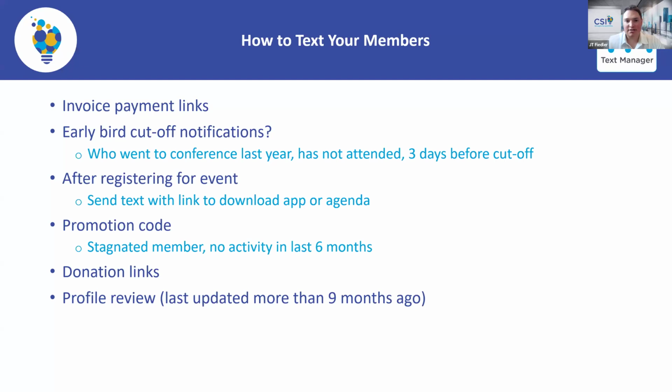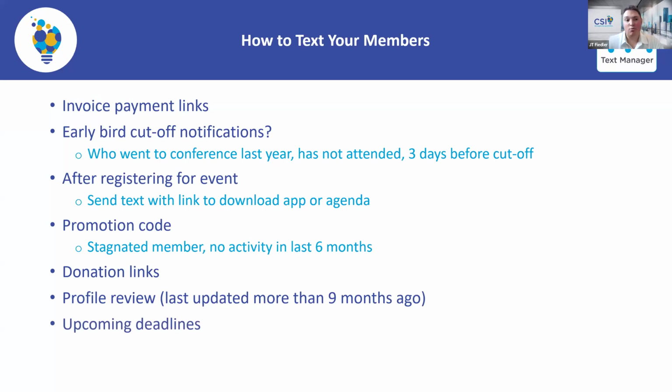Profile review. This is making sure that the information we have in iMIS for a given member or donor is up to date. We want to make sure they're going in and updating anything that needs to be updated. So let's just send them a text reminder saying, hey, jump into your profile and please make the appropriate updates.